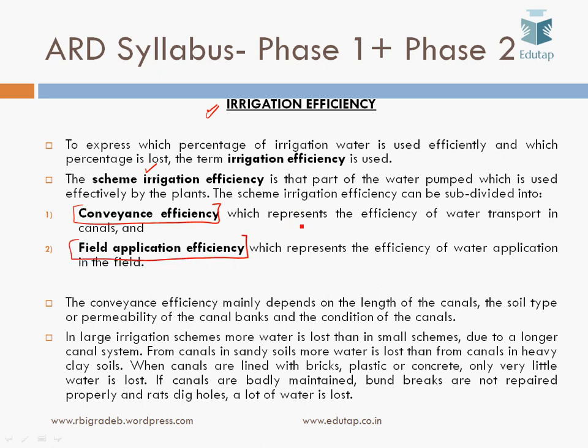It represents the efficiency of water transport in the canals. Conveyance, the efficiency of water transport. And when we talk about field application efficiency, it represents the efficiency of water application. The conveyance efficiency mainly depends on the length of the canals, the soil type or permeability of the canal banks and the condition of the canals. The longer the length of the canal, obviously more water will be lost. If the soil is permeable, more water will be lost. In large irrigation schemes, more water is lost than in small schemes due to the longer canal system. So this is about conveyance efficiency.